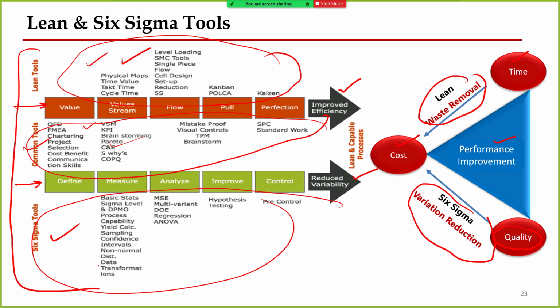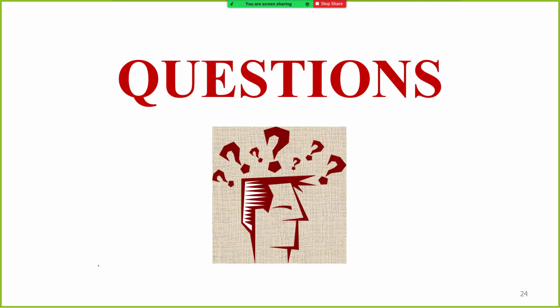In order to implement a Lean Six Sigma project, we must have knowledge of the Lean tools as well as the Six Sigma tools. That way we would be able to improve the efficiency of the process, as well as reduce the variability in our process. The ultimate target is going to be to reduce the cost. I hope you got the idea of what Six Sigma is. If you have any questions, you are most welcome.